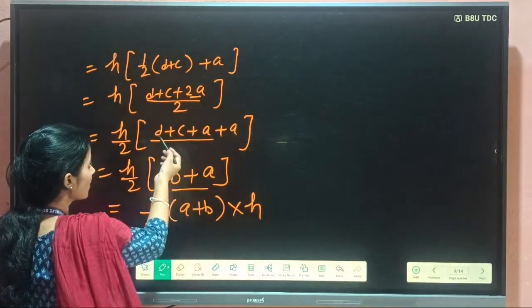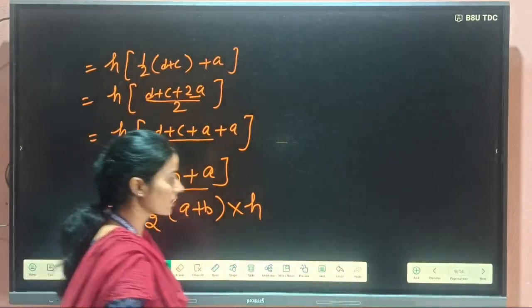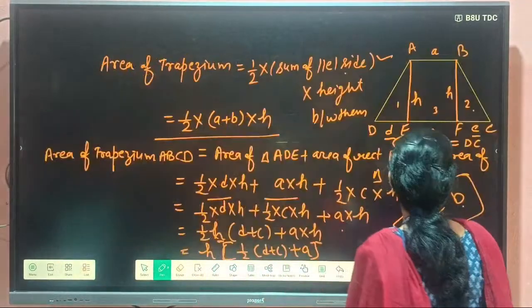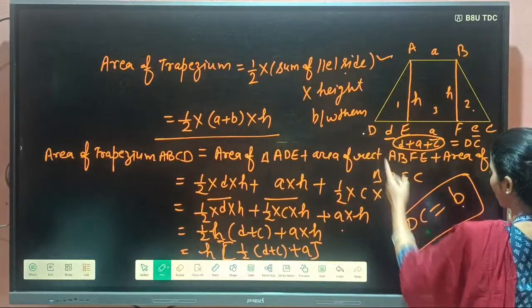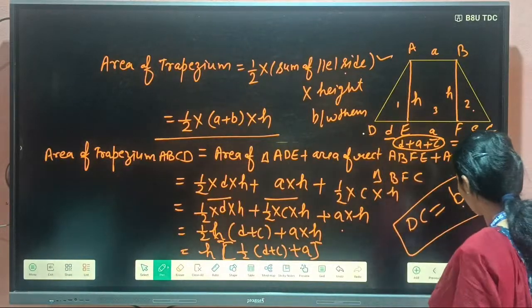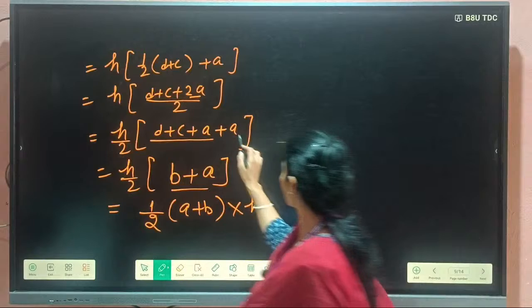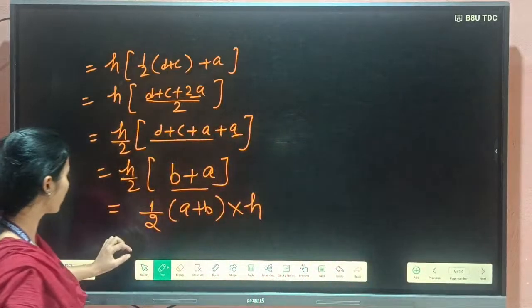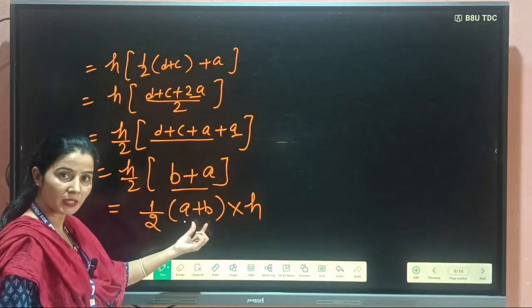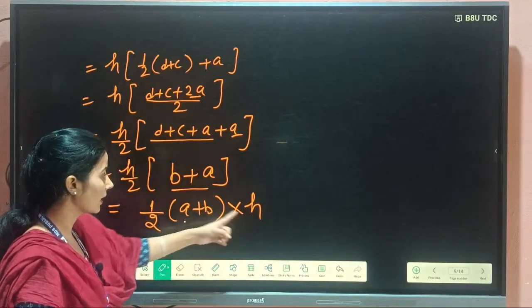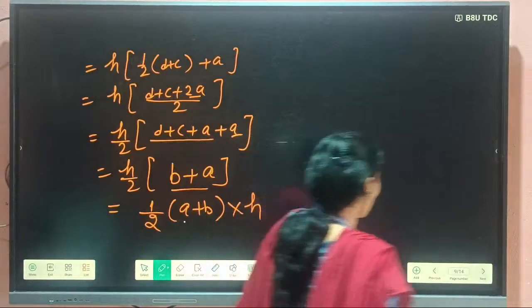a. If you say d plus c plus a, what is d plus c plus a? This is the complete DC side, and the DC side is b, and this a as it is. Now I got the formula: 1 by 2 into the sum of parallel sides. This a and b are the parallel sides of the trapezium, and into the height between them.